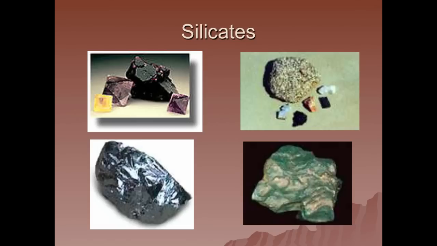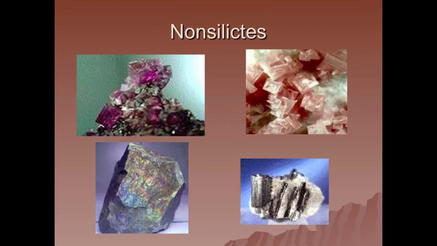Some different types are called silicates, which obviously means that they have a lot of the element silicon in them. And here's some pictures of them. And then there's nonsilicates.